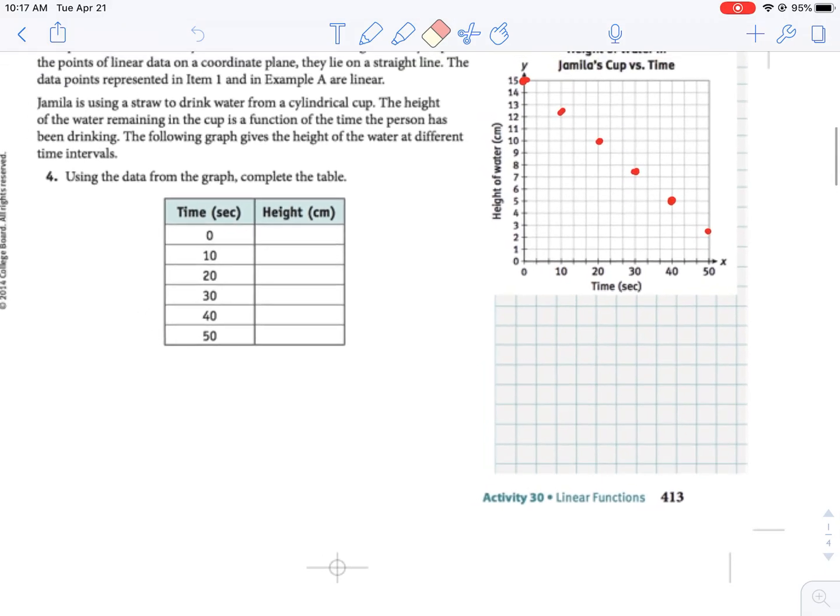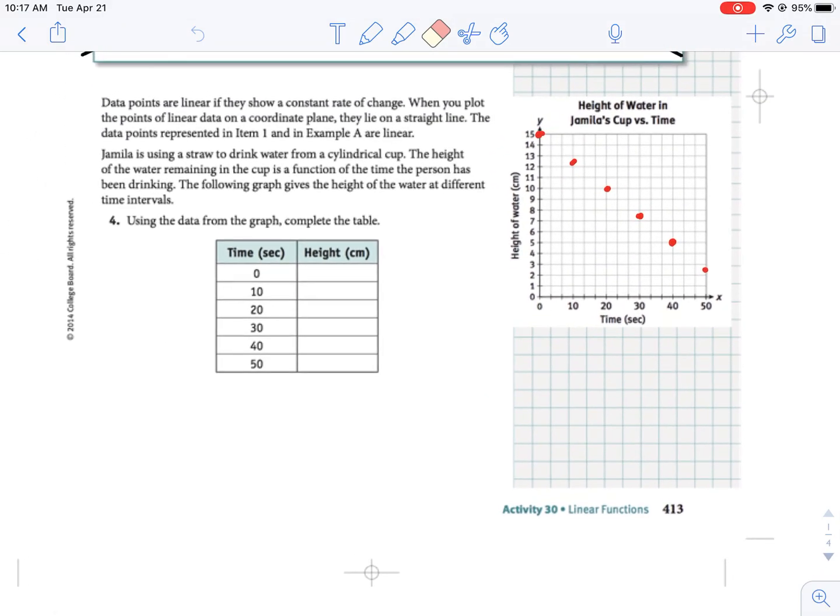All right, so today we're going to start on page 413 if you're following along in your packets, which is 30-1, but it's just day 2. So we're going to start at example 4. It talks about what it means to be linear.